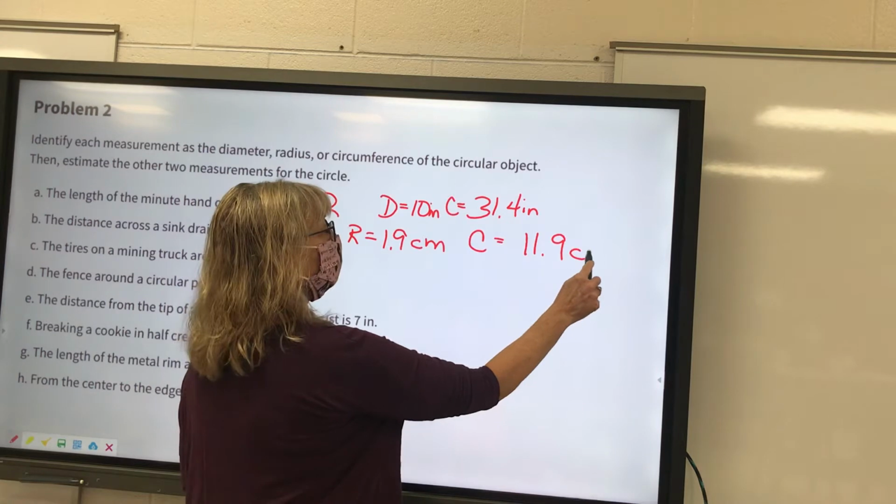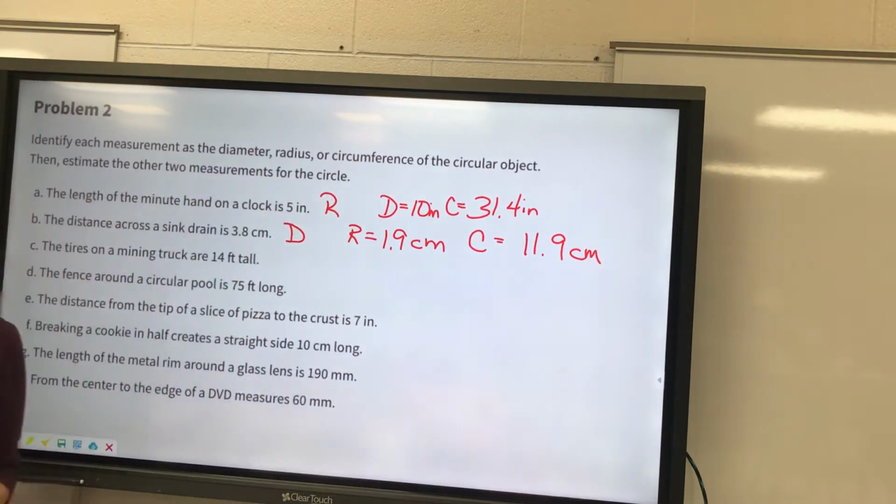$11.9 approximately. If I round to the nearest tenth, get out your calculators and let's work together. Why am I the only one working? I see Kyle over there with his out.